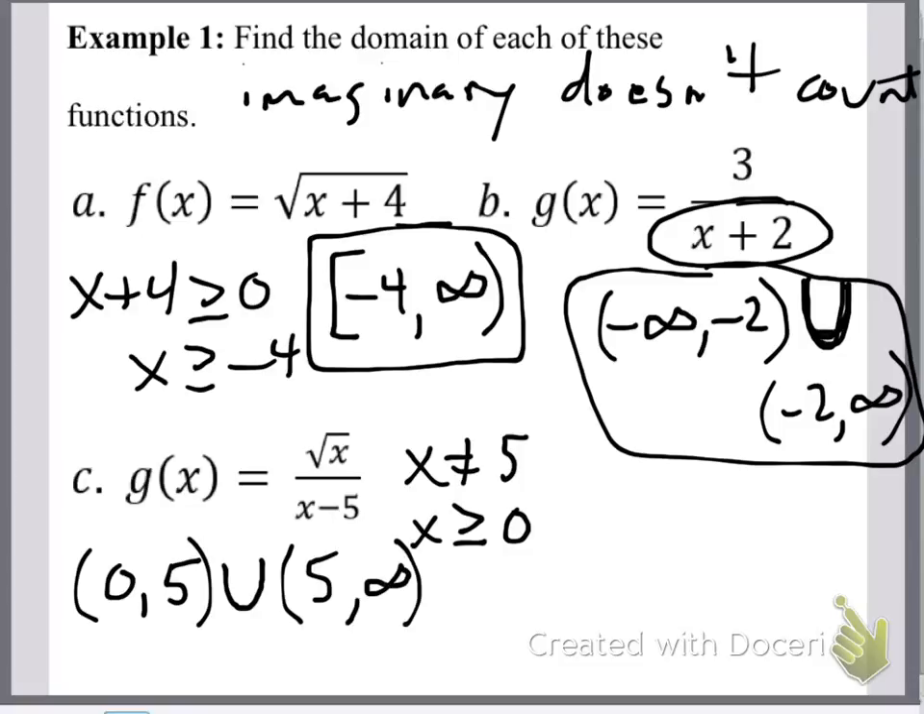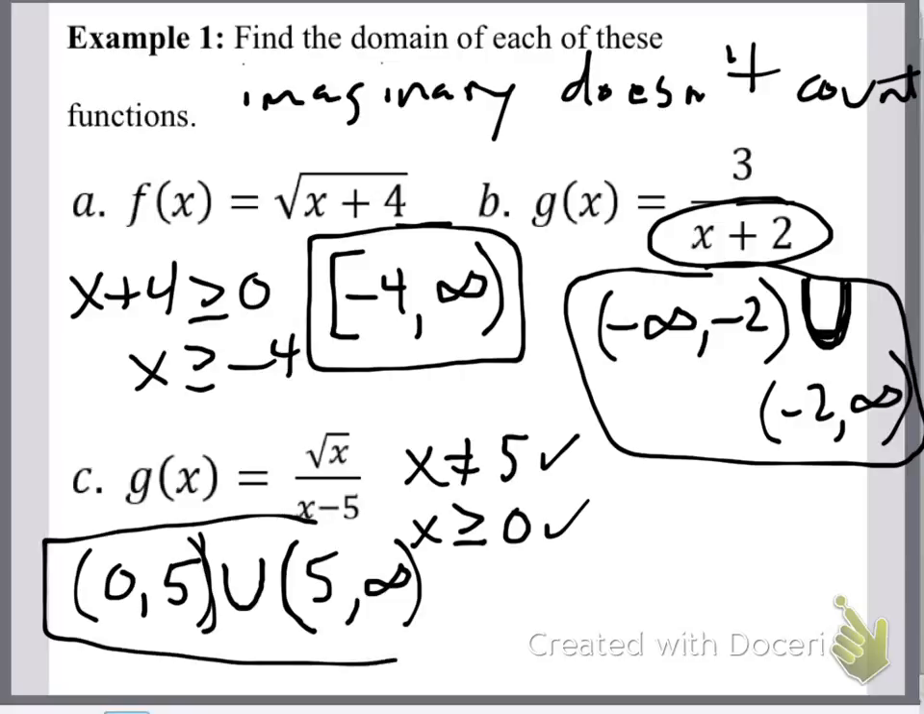Because the parentheses here take care of this. The greater than or equal to 0 part is taken care of. The infinity takes care of that. Okay, so that would be the domain for that.